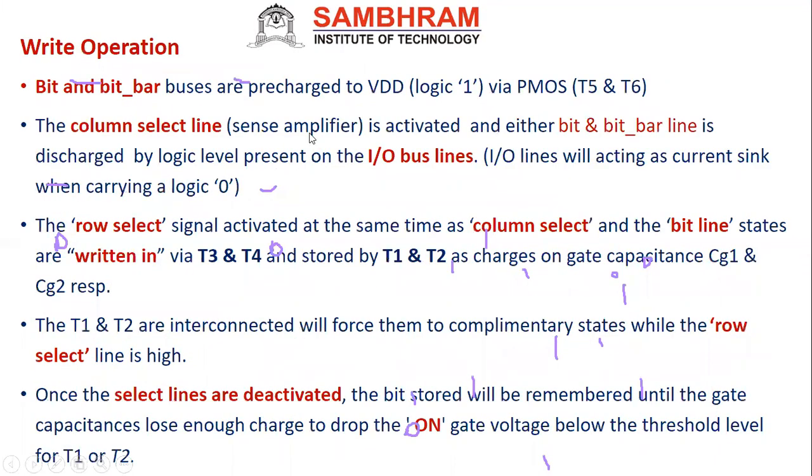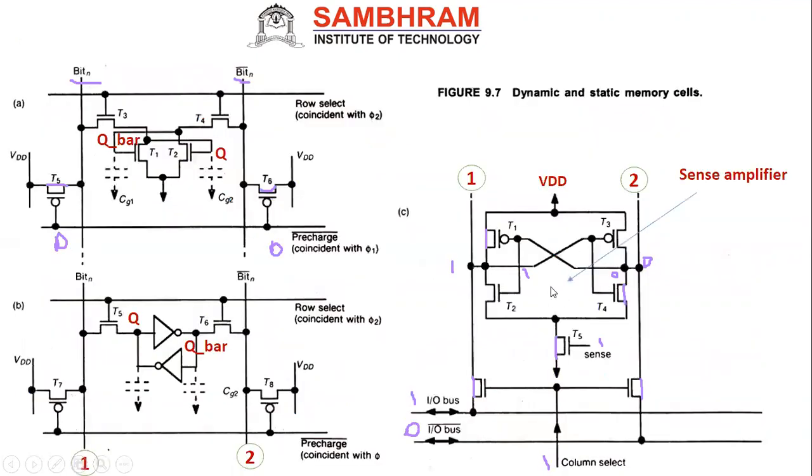Next, the row select signal. Now the first column select signal will be activated. The row select signal is activated at the same time the column select is also activated. If it is activated, meanwhile this will also be activated, meaning it is coincident with the row select. Now the row select is also equal to 1.